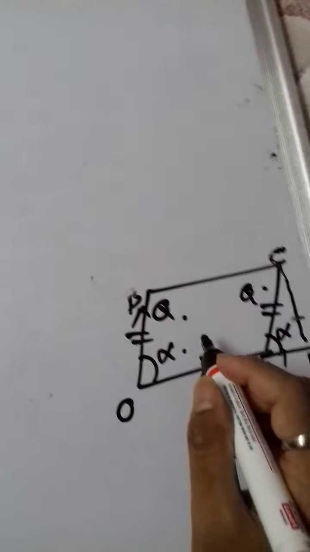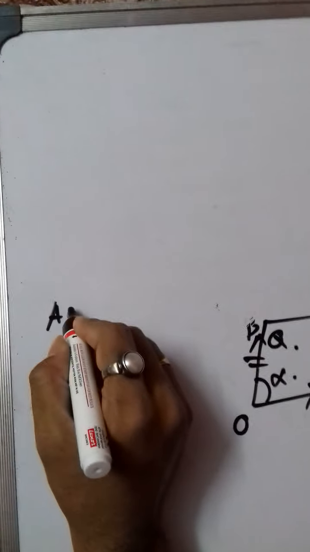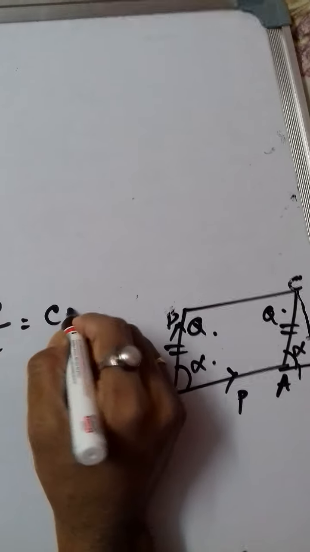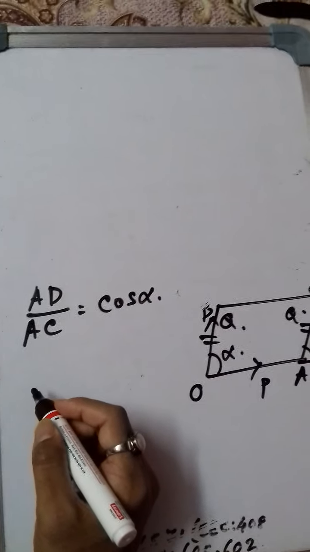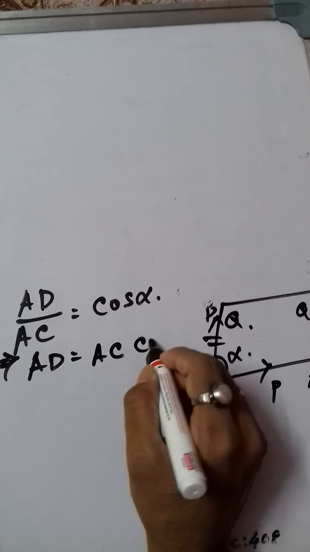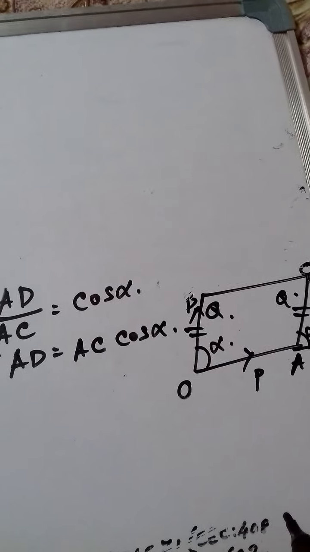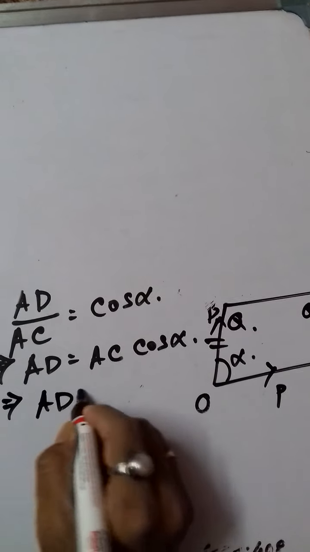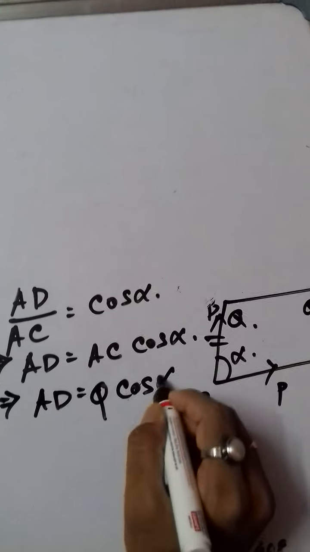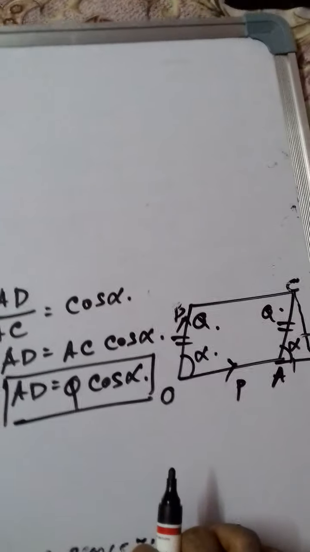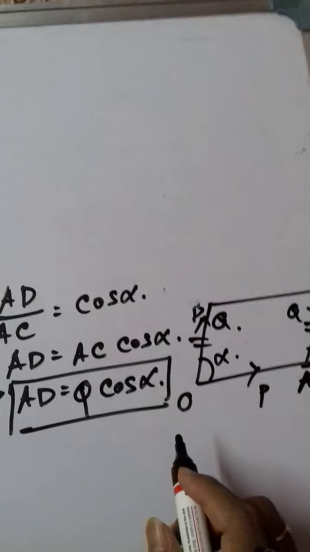See, you consider this figure, okay? We know that from simple trigonometry, AD divided by AC is equal to cos alpha. This we are getting from simple trigonometry. So AD will be equal to AC cos alpha. Now AC, we know the value of AC is equal to Q. So AD is equal to Q cos alpha. AD is equal to Q cos alpha. From the simple triangle we are getting this simple trigonometry.